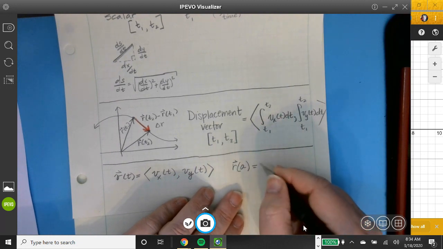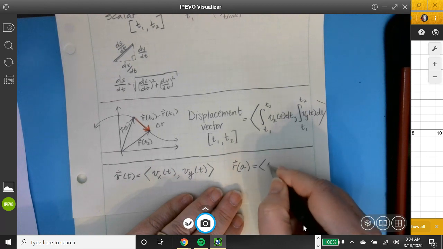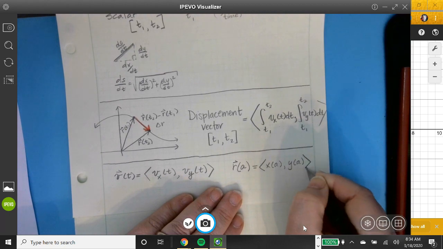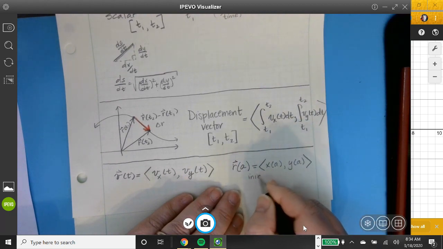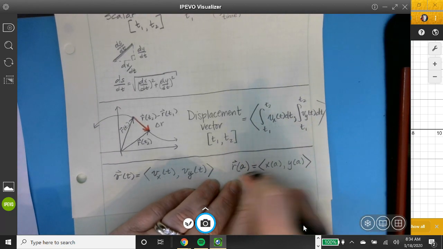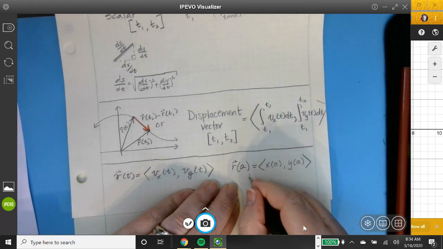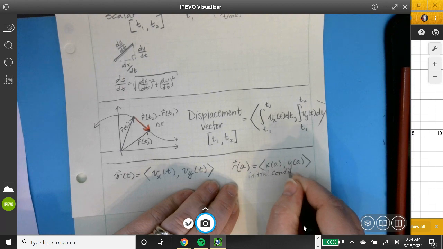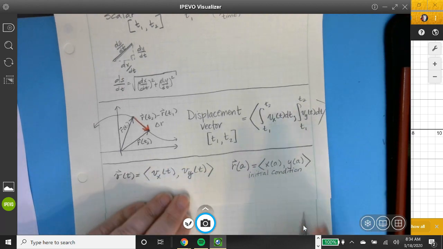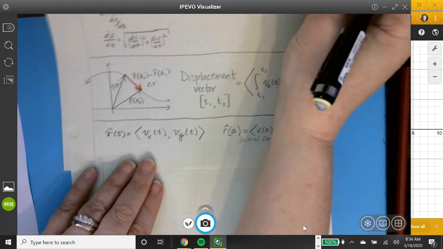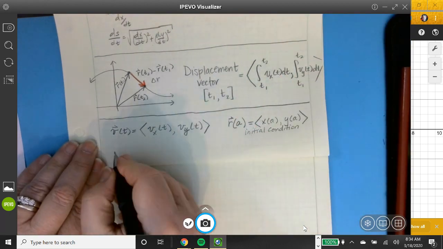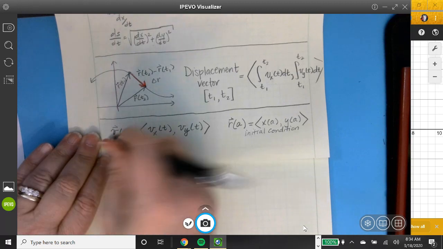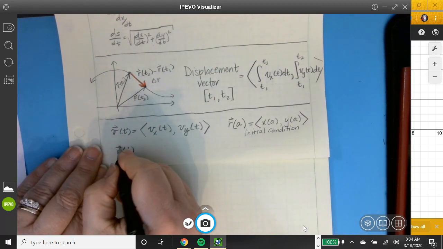Well, what is that going to be? Well, that'll be x of a, y of a, right? That's my initial condition. Can I spell initial condition? No. That's my initial condition. So what is the position function going to be? The position vector is going to be r. Old habits are hard to break.